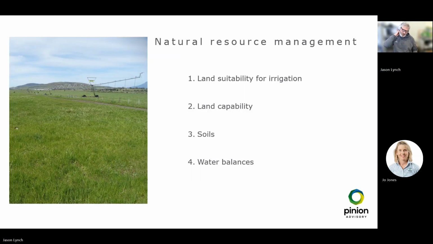So in this presentation, we're going to talk about natural resource management with 4 key areas. Land suitability for irrigation. We're going to dive into land capability, and we're going to have a conversation around soils, and finish off with some information talking about how we understand irrigation requirements and what that might look like, and we use what's called water balances to determine that.